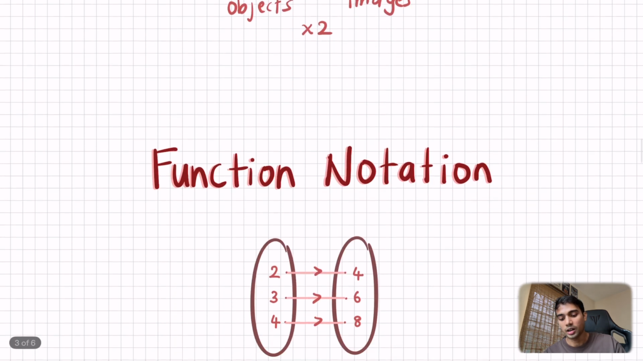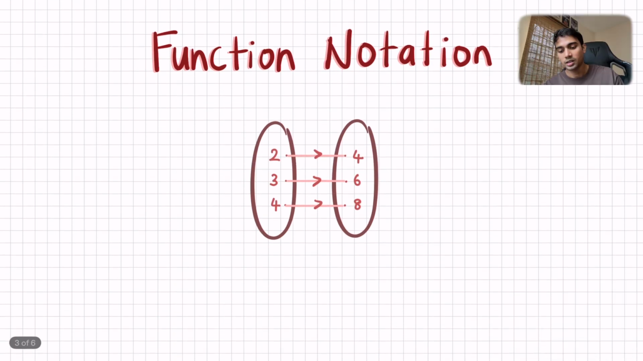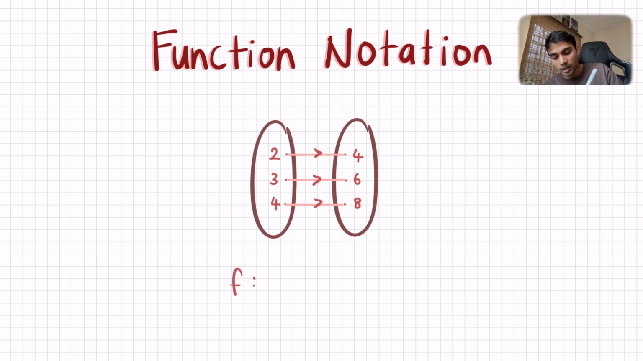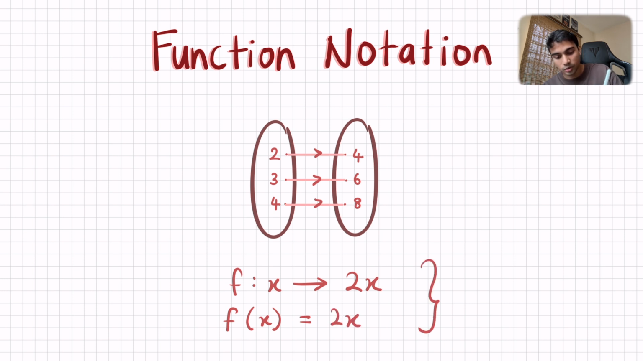Okay, let's look at how to write them. Writing the function is called function notation. We can write it in two ways. f: x → 2x, or you can say f(x) = 2x. These are two ways to write the function. You can choose either one.